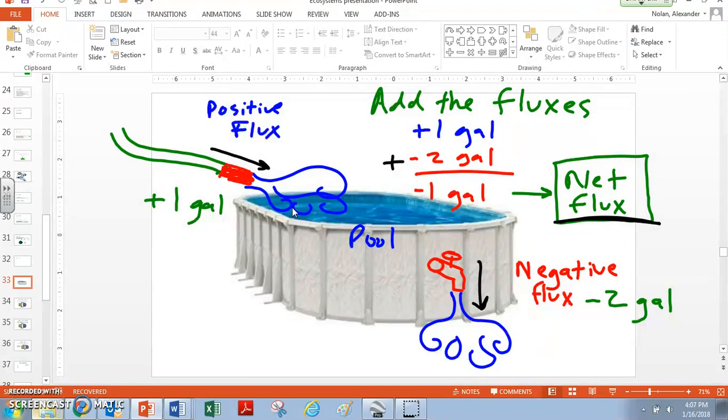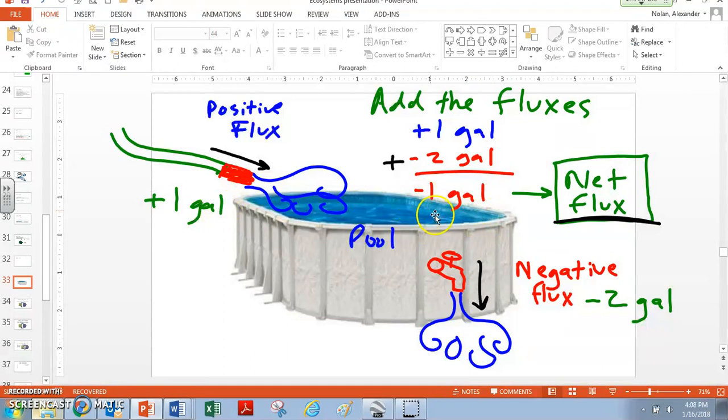And so this is the opposite of the previous situation. We're dumping out more water than we're putting in. What that means is that our net flux is negative 1 gallon. Now, if we were to be technical, we would be adding a time unit in here. We would be saying we're adding 1 gallon per second, and we're subtracting 2 gallons per second, which means that our net flux is negative 1 gallon per second.